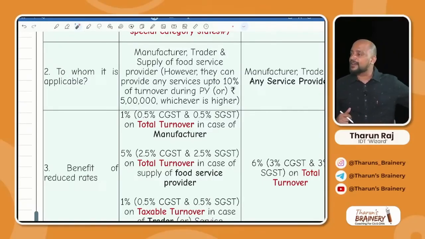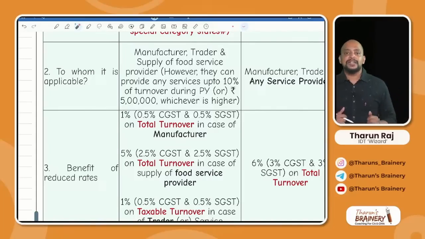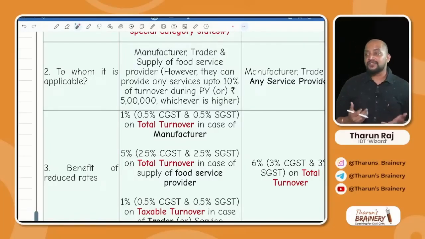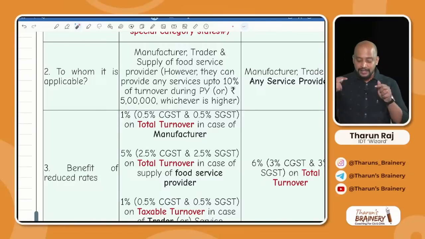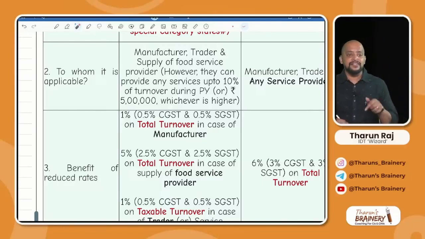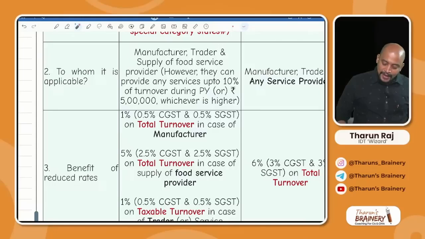Then in that case, to what extent can I provide the service? See the turnover during the previous year. Say the turnover during the previous year is 180 lakhs. Then first of all, I will not be in the composition scheme this year. Suppose the turnover during the previous year is 120 lakhs, 120 lakhs into 10% is 12 lakhs. 12 lakhs or 5 lakhs, whichever is higher, 12 lakhs. To the extent of 12 lakhs, I can provide the services and I will be in the composition scheme.